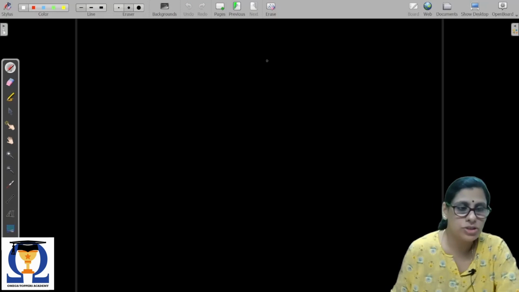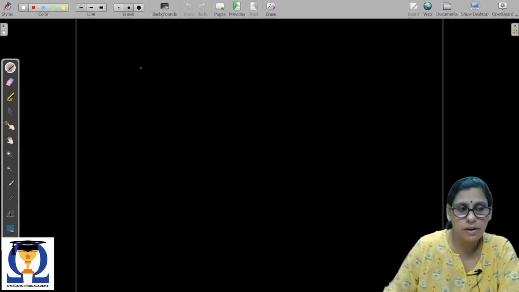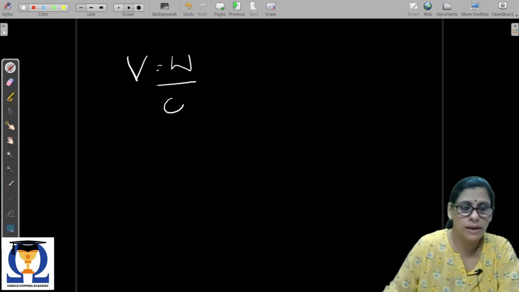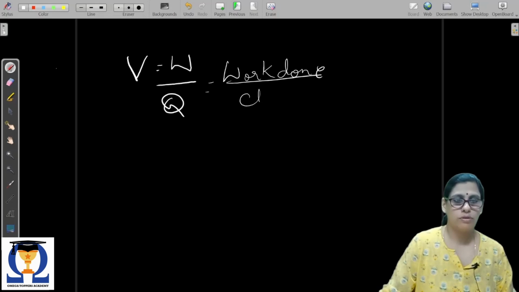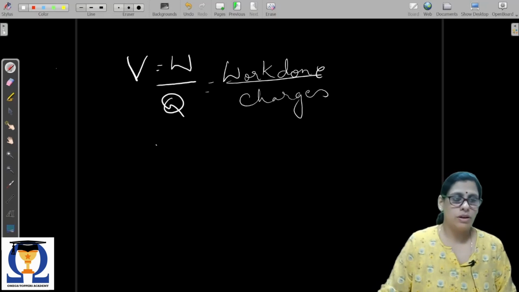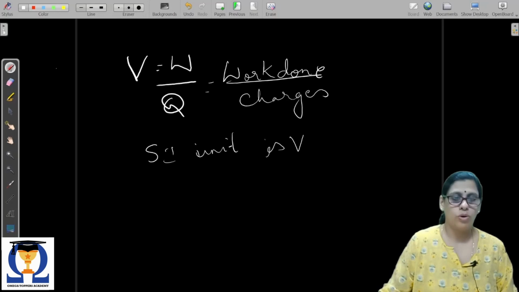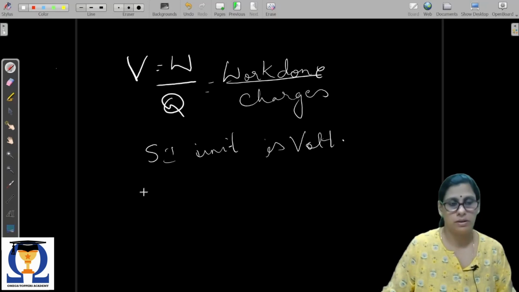Potential difference is denoted by the symbol V, and the formula given is V equals W by Q. What is W? W is the work done, divided by the amount of charge that flows. This voltage is measured with a unit called volt, which is its SI unit, and it is measured using a voltmeter.